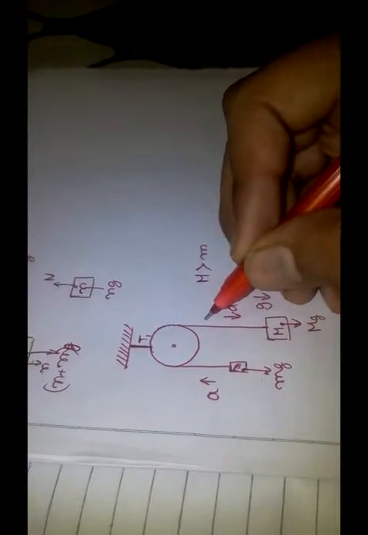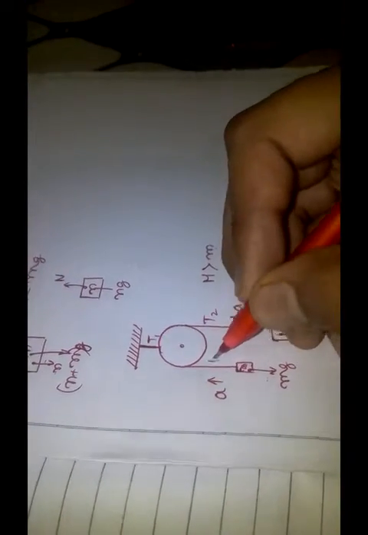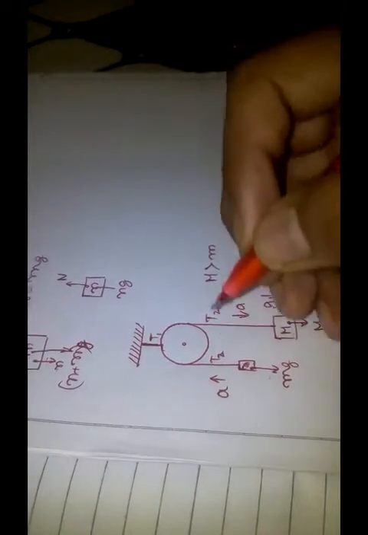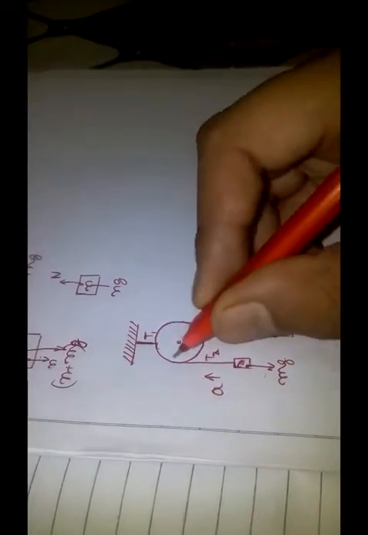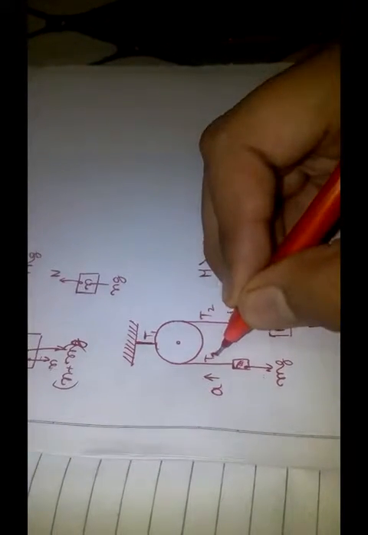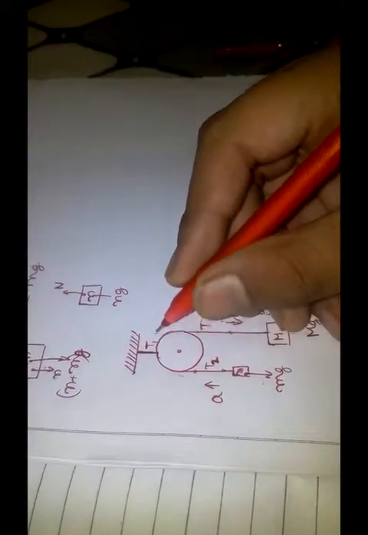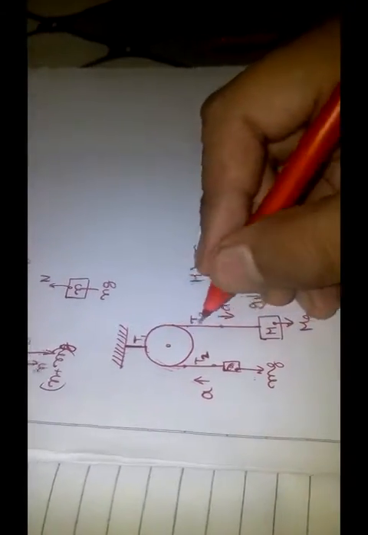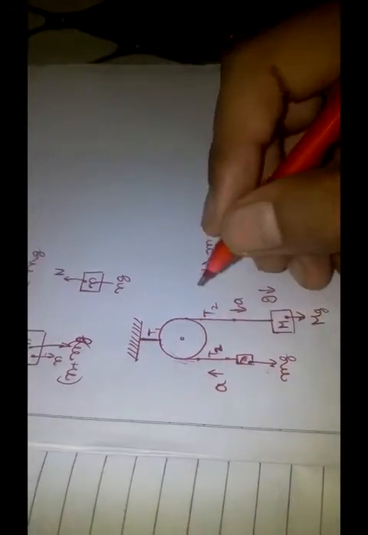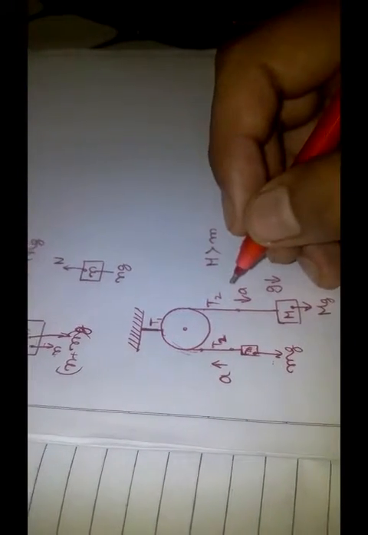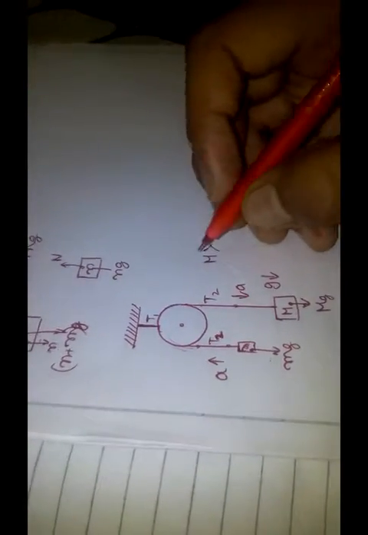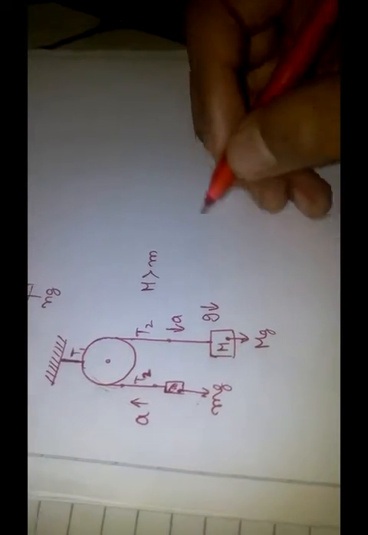Here we also have to mark tension because it is attached to the string, and here there is mass. So this will be T2 and this will be T2, because this is the same string, so the tension at any point of the string will be the same everywhere. So now we have to make the free body diagram. This is the pulley.